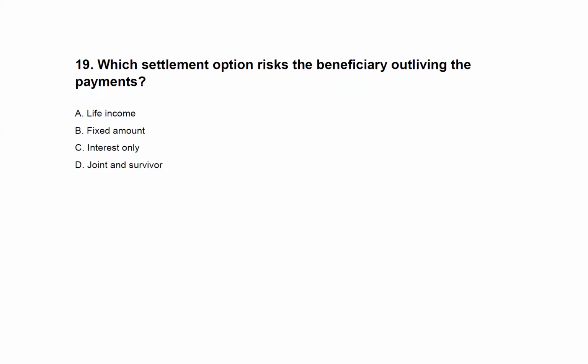Which settlement option risks the beneficiary outliving the payments? Joint and survivor. Nope. Then it would be the fixed amount. Exactly. That's right. You want to explain why? So since it's a fixed amount, the person could outlive the payments when the payments run out, since there's a certain number.